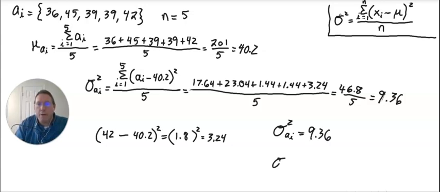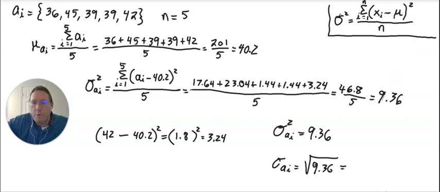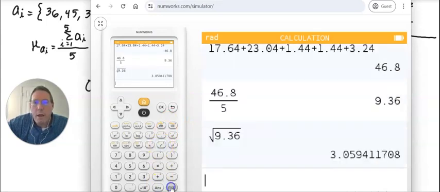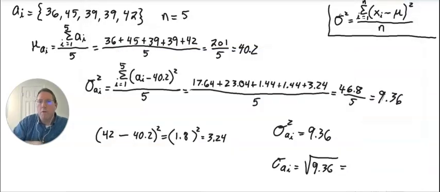And if we want the standard deviation of A sub i, all we have to do is the square root of 9.36. Okay, so the square root of 9.36, that's just the square root of this answer, and it becomes 3.0594. Okay? All right, that's it.